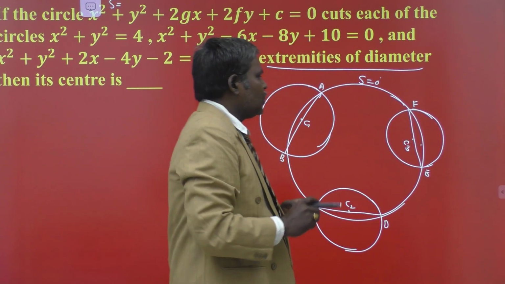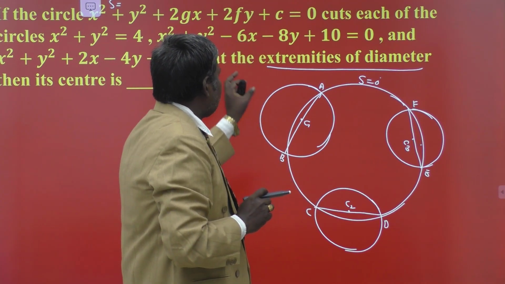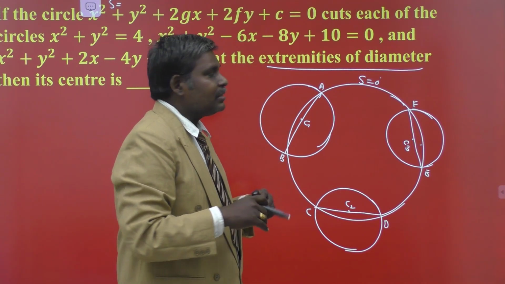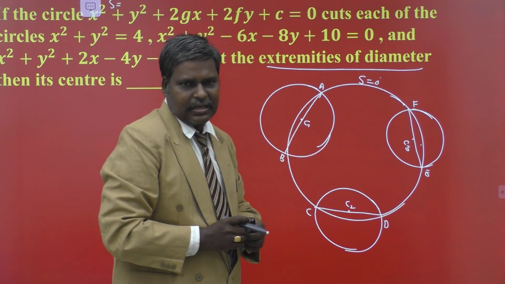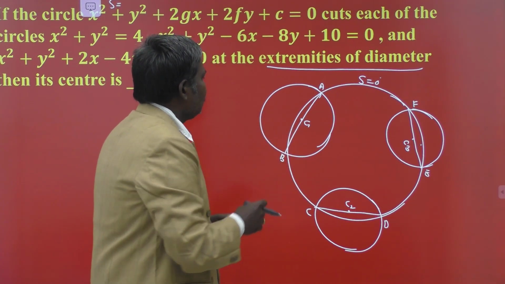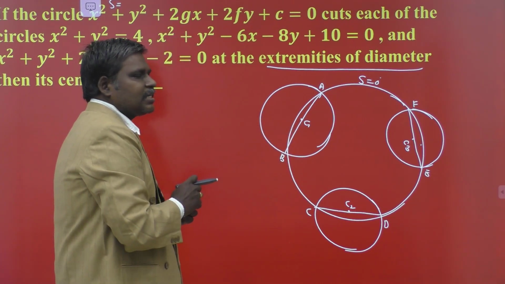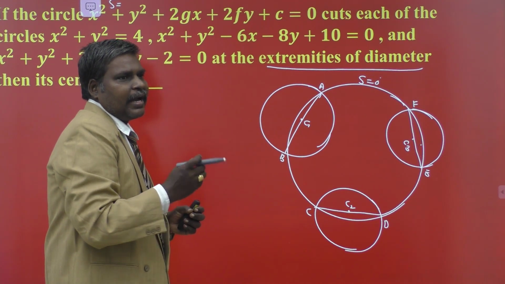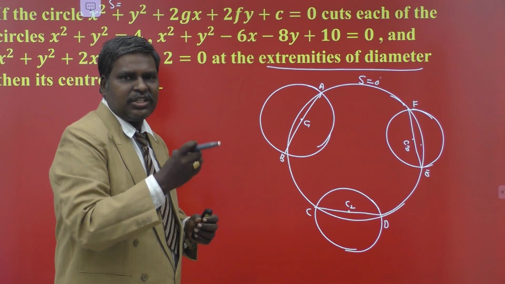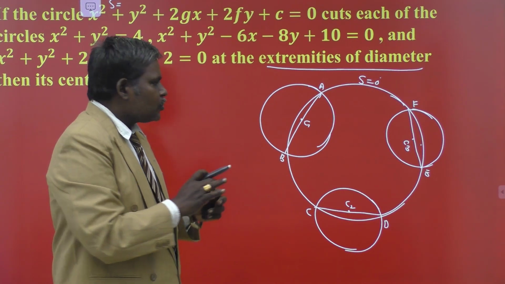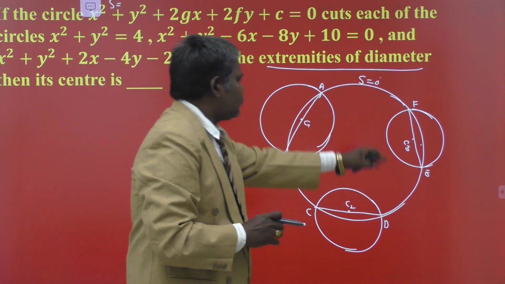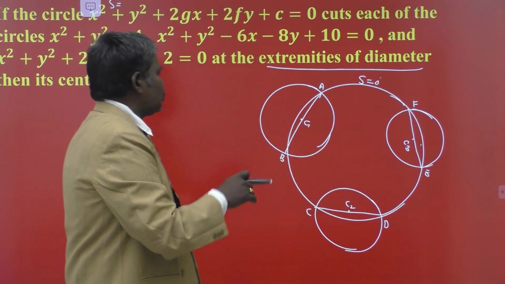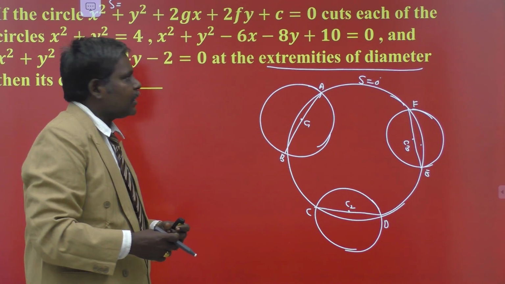These are the conditions. So, one circle passing through the extremities of a diameter means that it bisects the circumference of the circle. Already we discussed: if one circle bisects the circumference of a circle, then the radical axis passes through the center of the circle which is bisected by the other. So we have to apply that condition 3 times here. With the help of the 3 conditions, we have to find the center of the circle.